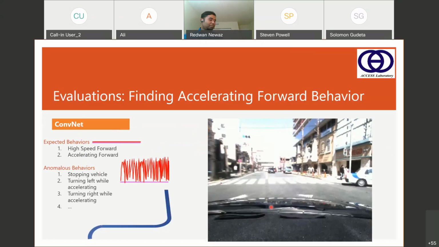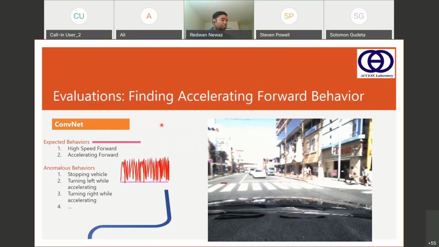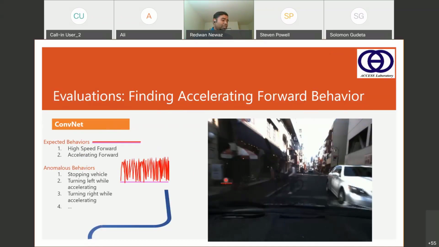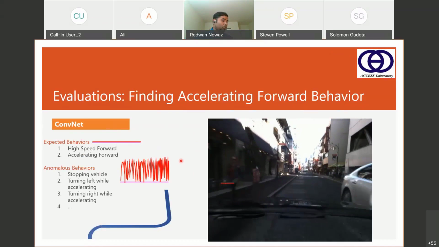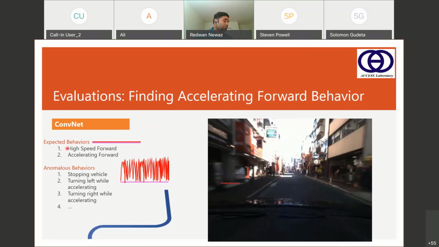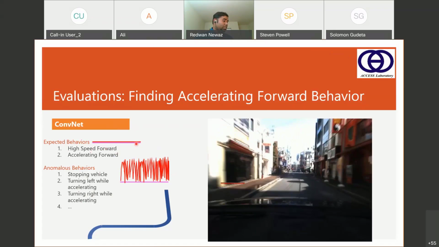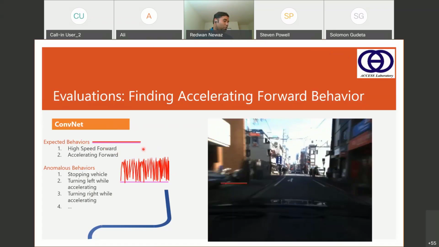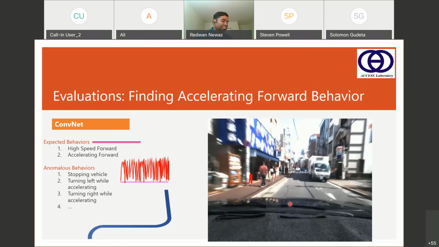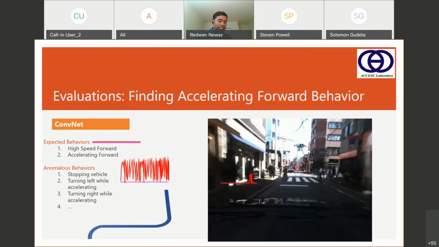Okay. So here you can see a demonstration of how the CovNet learns the naturalistic driving behavior. As you can see, the performance of the CovNet is very bad because it only cares about the depth information. The expected behavior is high speed forward and accelerating forward, and the red line and the pink line, when they align on each other, that means that is accelerating forward, right? That is our expected behavior. And by no means can this network tell us the naturalistic behavior in this particular sense.